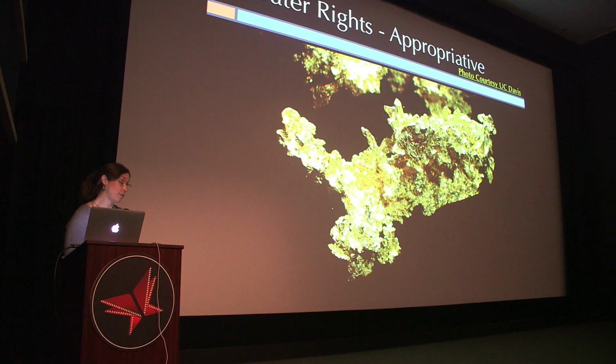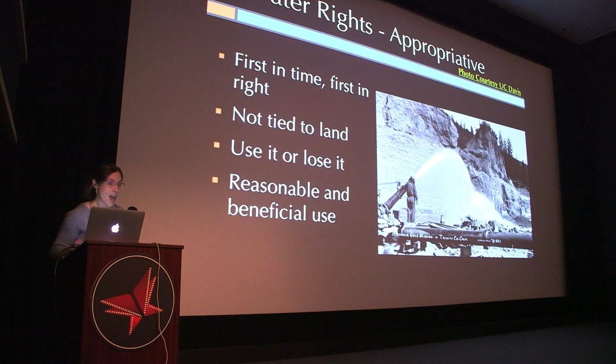It is the Wild West after all, and they came up with their own system for working out their conflicts amongst themselves. And I would say that the system that they came up with was not that much different than one that I would have come up with my sisters, or any other set of siblings would have come up with, particularly when the older sibling is dominant. And this was a system which was called first in time, first in right. It has since become the law of appropriative water rights.